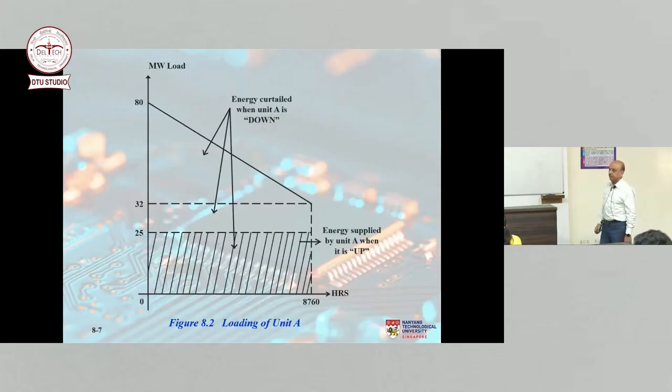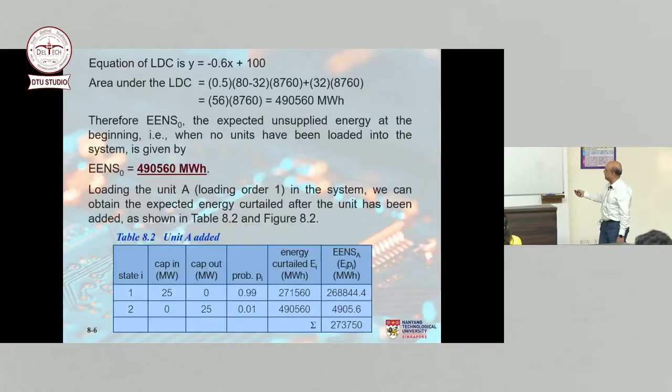Let's take a look. If it is supplying 25 megawatt, that means I'm supplying this much energy, right? So how much is not supplied? That is this triangle plus this rectangle. You can easily find that area, and that's the number that you see in this particular table. So EK, PK or EI, PI, call it what you will, and then you do that weightage. It's an expectation. We have been dealing with expectations, right?